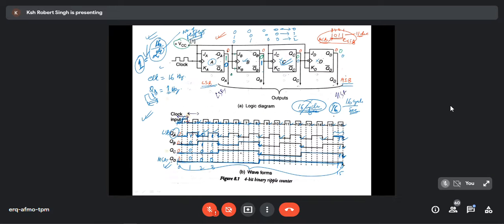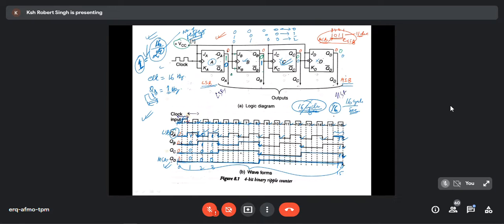How many flip-flops are we using here? 4. So I put 2 to the 4. What is the count? 16 cycles. So that means you can divide the frequency down to 1. If you have 16, then you can divide it down to 1 if you have all 4 flip-flops. Can you understand what I'm saying? So it can be used as a frequency divider. We call it a counter, and at the same time you can call it a frequency divider.